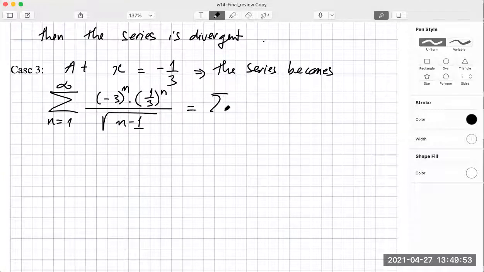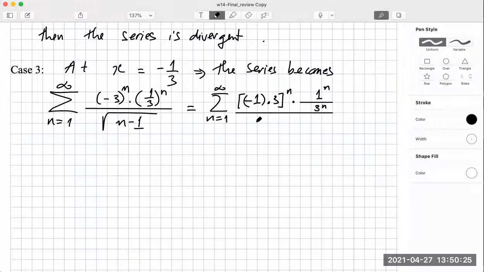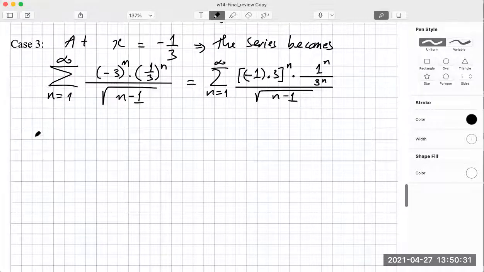Now, -3 to the n, we can definitely write it as -1 times 3, right? To the n. And 1/3 to the n, we can also write it as 1 to the n divided by 3 to the n, right? They are the same things. The denominator, just rewrite it, n minus 1. We write it here this way so that we can observe it better.